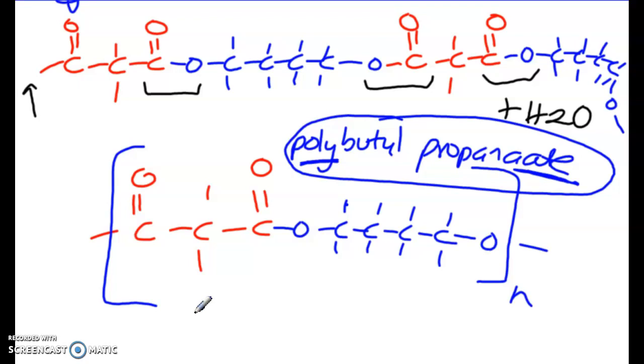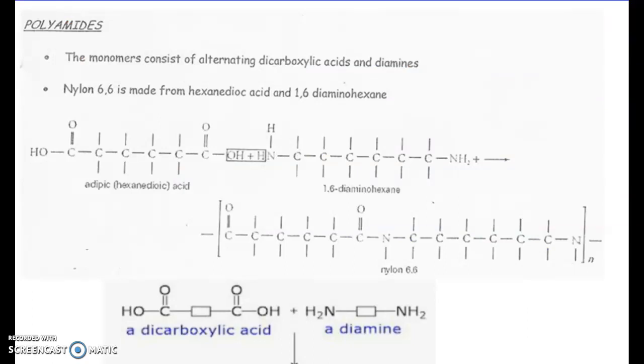Literally, the only difference is instead of being a C double bond O with an oxygen here, this would be with a nitrogen. That's the process of this, everything we just talked about is exactly the same, except instead of having a diol, we have a diamine, because you need an N group on either end of the molecule. So let's take a look. So here we have a polyamide.